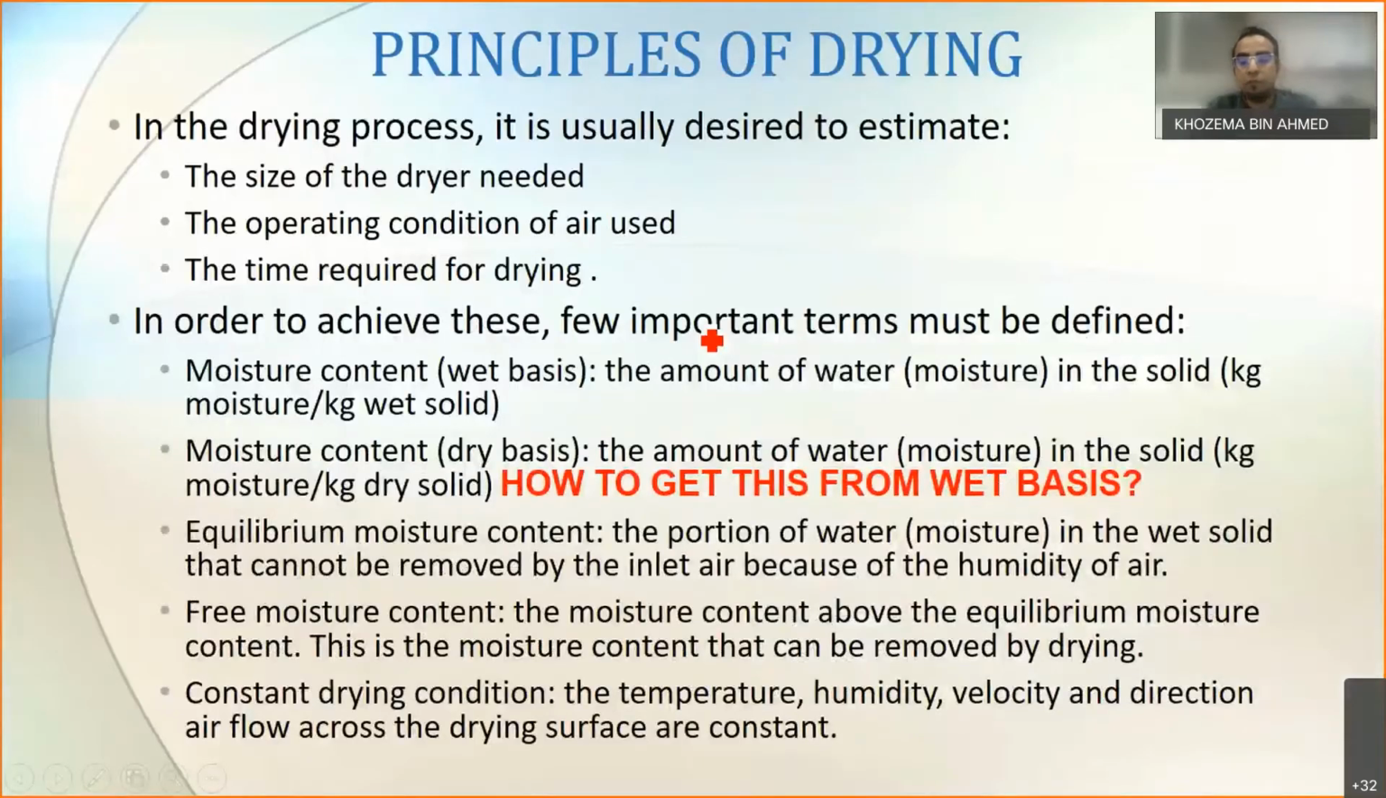So here is the most important part when we are talking about drying process. In drying process, it is usually desired to estimate the following three. The first one is the size of the dryer that we need. The second one is the operating condition of air, if let's say we are using indirect drying. And then the third one, which is the most important one, is actually the time required for our drying process.